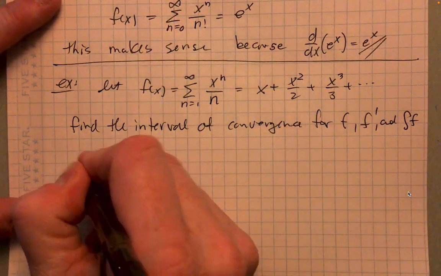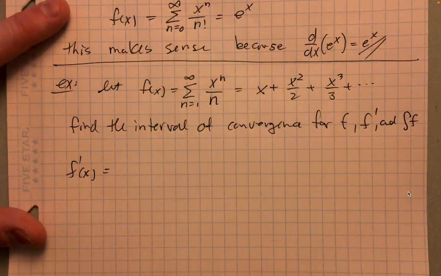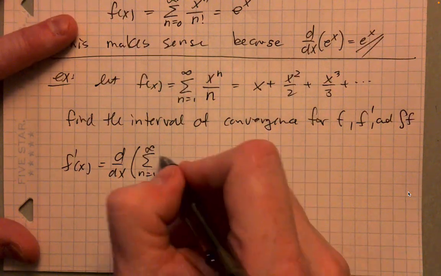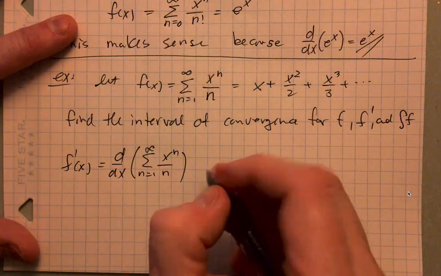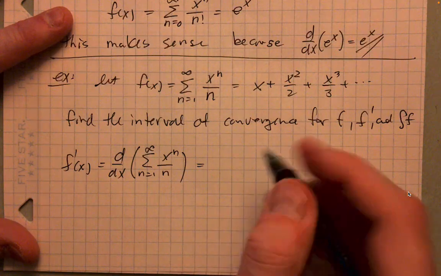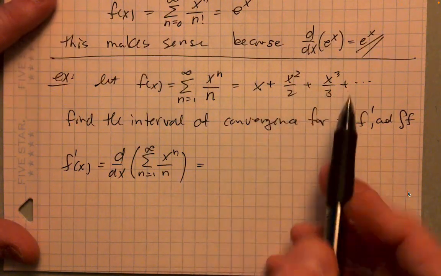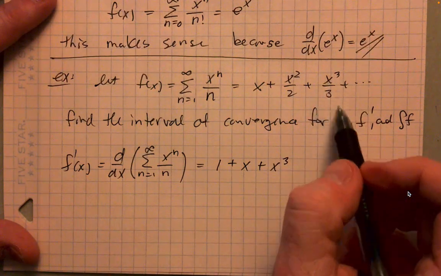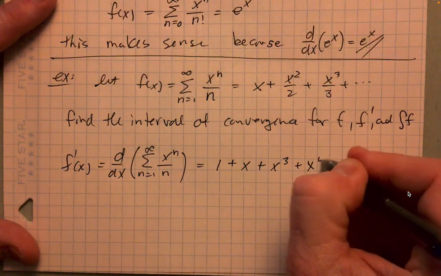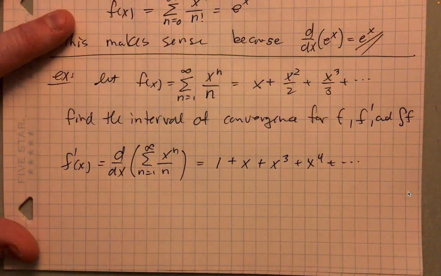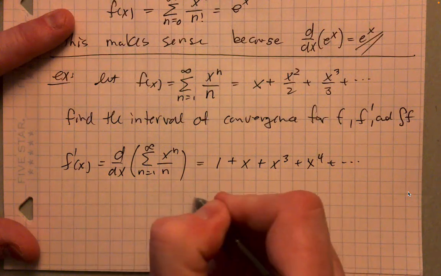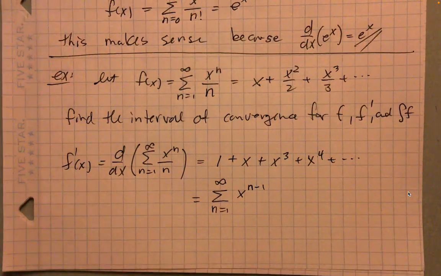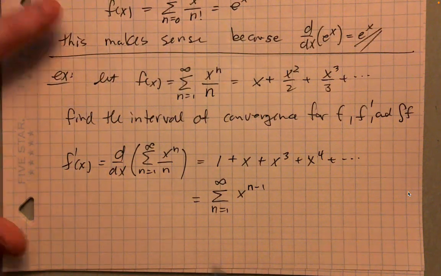First, let's find f prime. We're given f, so let's find f prime of x. That's going to be the derivative of the sum from n equals 1 to infinity of x to the n over n. You could think about just differentiating each term, and so you get 1 plus 2x over 2, so 1 plus x plus x squared plus x cubed. Every time, the denominator is going to cancel in the derivative, isn't it? So it's really just equal to the sum from n equals 1 to infinity of x to the n minus 1. All right, so that's the derivative.